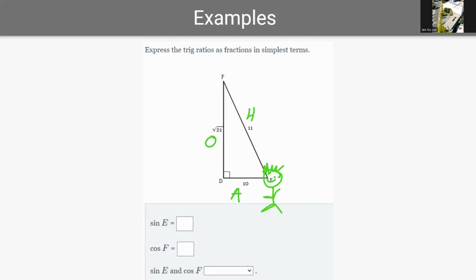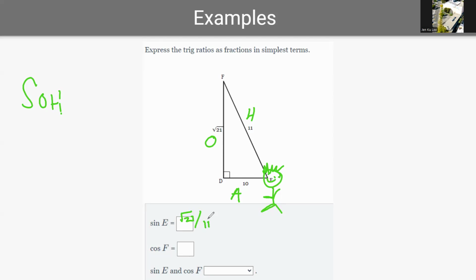And then we have to get the sine of E, which is opposite over hypotenuse. So sine of E is square root of 21 over my hypotenuse, which is 11, right?